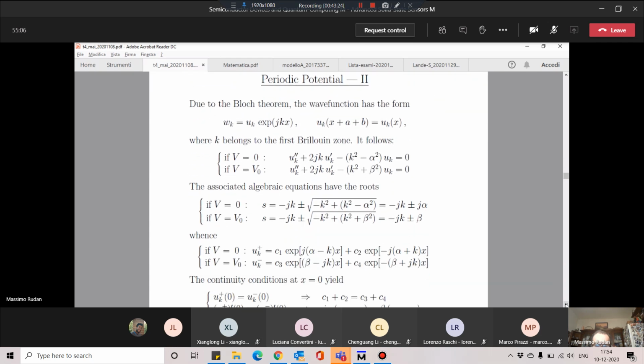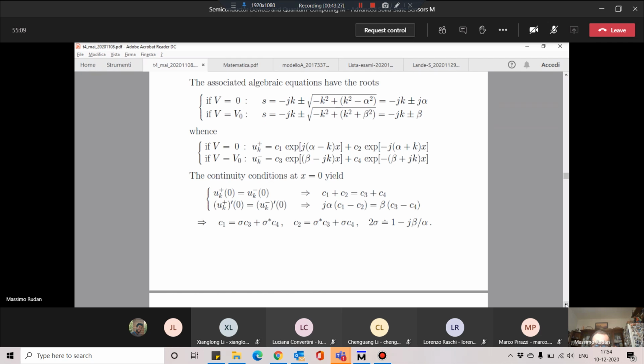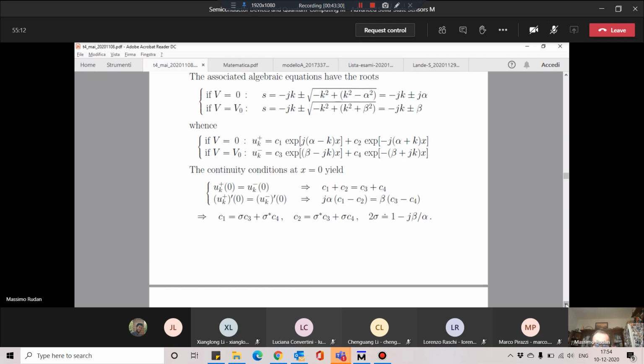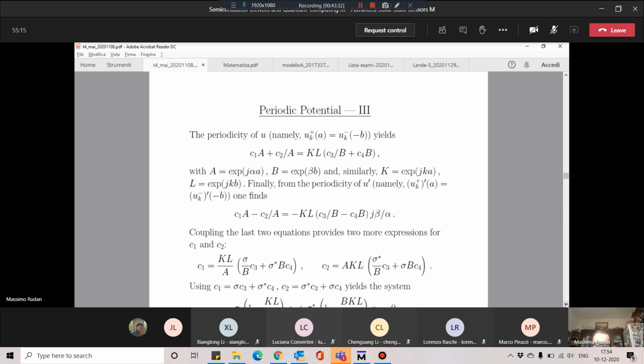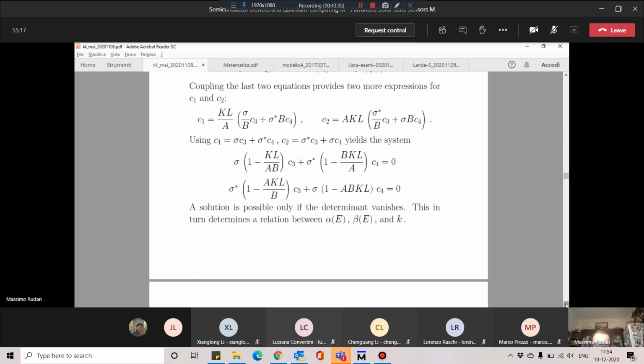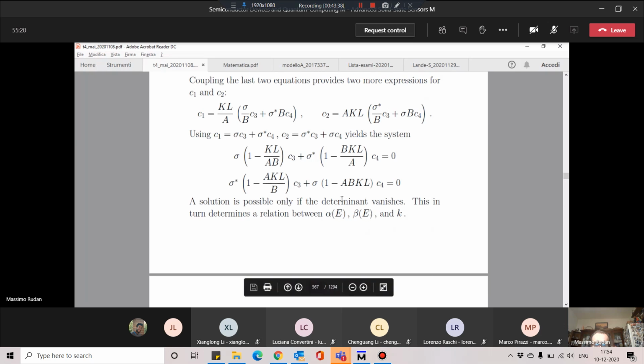Okay, so when we solve and then we impose the continuity of the function and the derivative, essentially at the very end of the calculation, we find a relation between alpha. Remember, alpha is the square root of the energy. Beta, that is the square root of V0 minus the energy, and K.